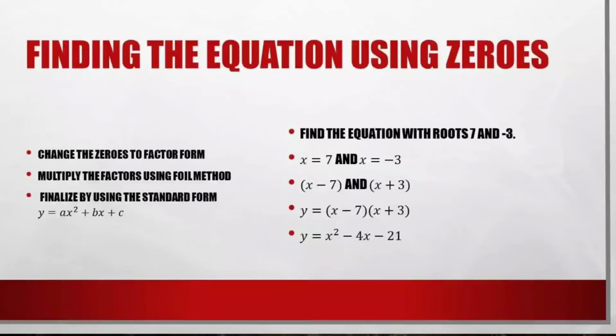We have x minus 7 times x plus 3. Using the FOIL method, first term by first term is x times x. That is x squared. Outer terms, x times positive 3 is 3x, and the inner terms, negative 7 times x, that is negative 7x. Adding like terms, the outer product and the inner product, we have negative 7x plus 3x is negative 4x. Plus the product of the last terms, which is negative 7 times positive 3. That will give you negative 21. So the final answer must be y is equal to x squared minus 4x minus 21.